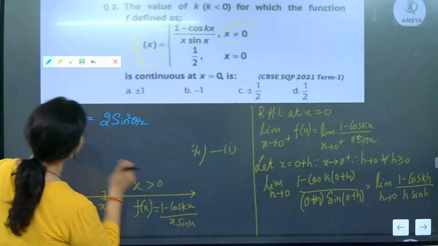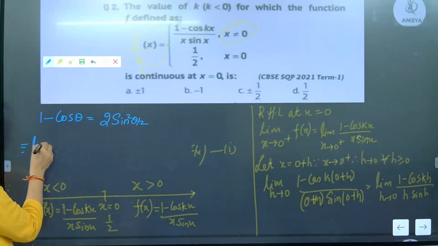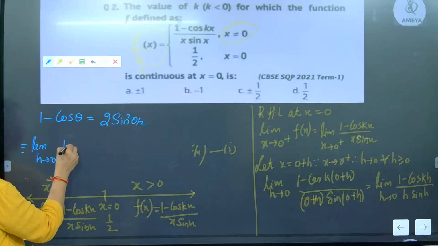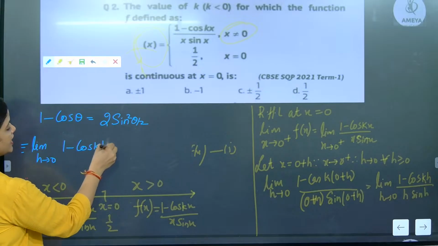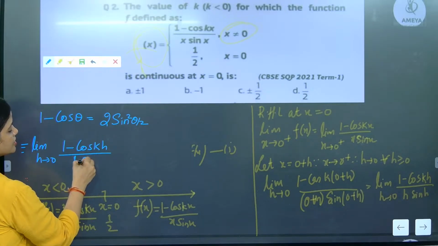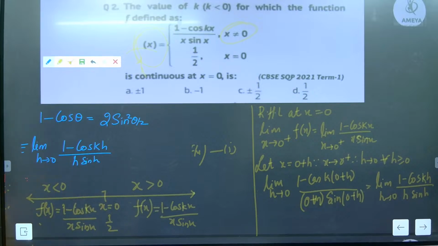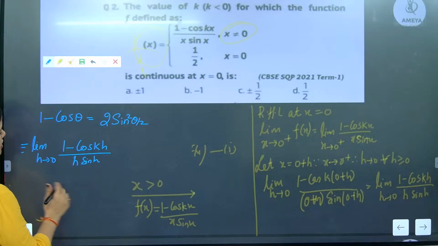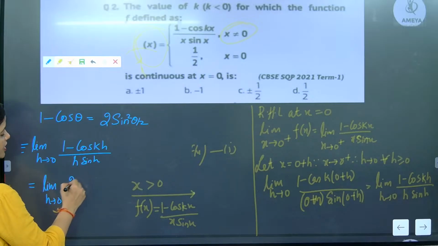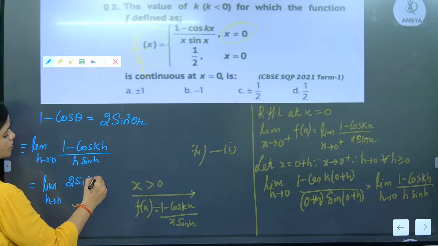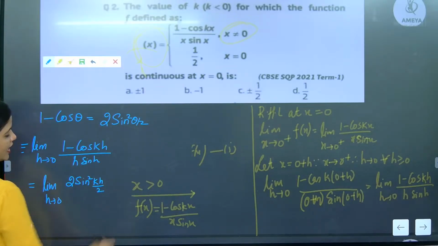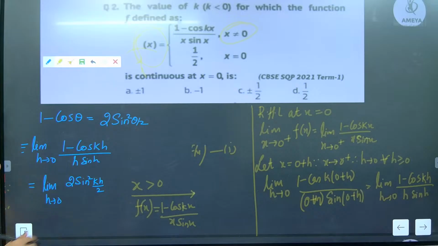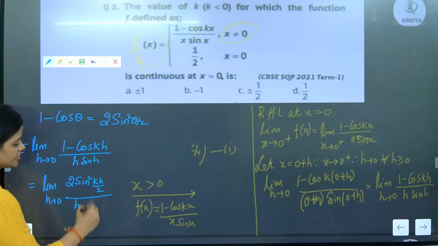Here our content written is limit x tends to 0, 1 minus cos kh by h sin h. Done? This part is written below. So now left and right side, I have indicated that part, so I am just removing. So limit h tends to 0, here it will become equal to 2 sine square kh by 2. The angle will become half. Now here already h is there and sin h is there.